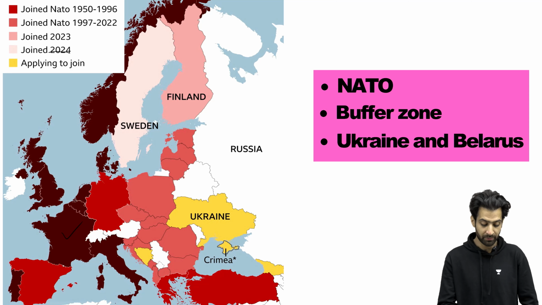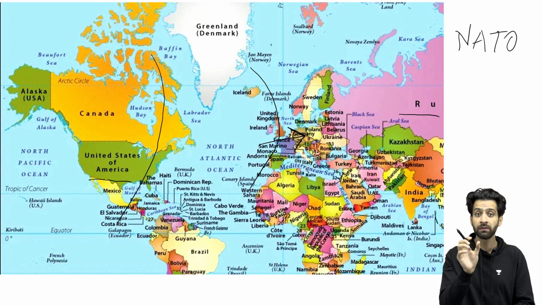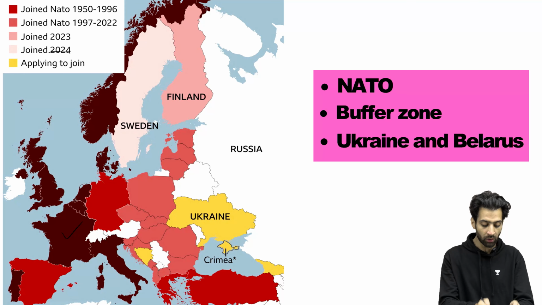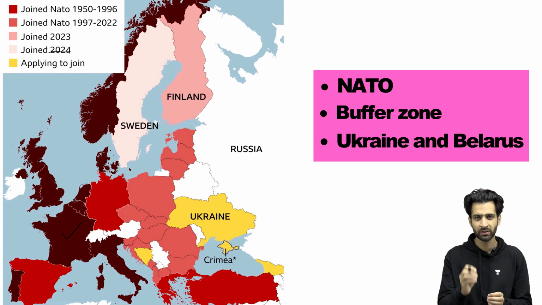Why? Because if you look at the map, the zone between West Europe and Russia acted as a buffer zone. It was a buffer zone between the two powers. Right now, we can see all the countries of NATO are right there, sharing borders with Russia. So, Russia has started to worry a bit, and this is one reason why Russia attacked Ukraine.